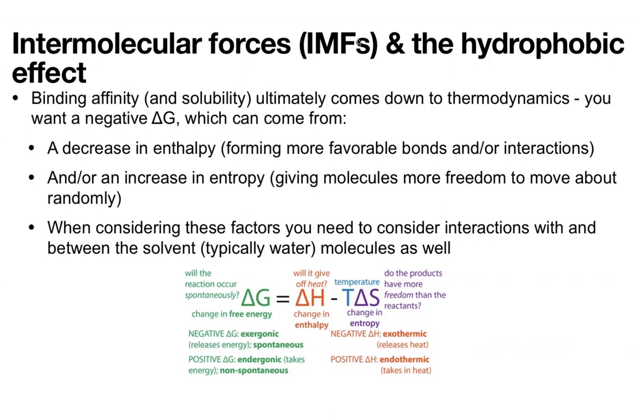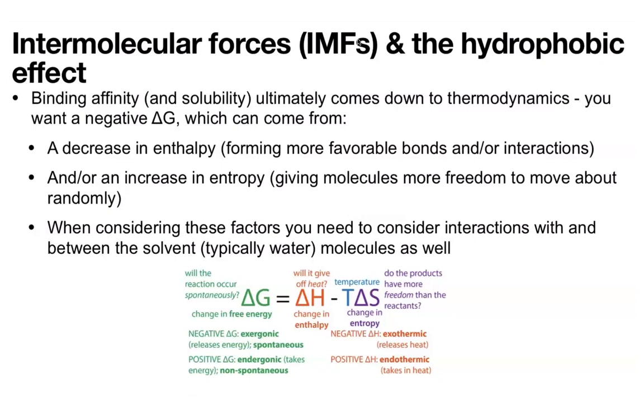When we're at the bottom of the roller coaster, we're a lot more relaxed than at the top. And similarly, when molecules have a negative delta G, that's telling us that they're more relaxed. They're happier in their new form. And so how do you get this? Well, this can come from having a decrease in enthalpy, so our delta H, forming more favorable bonds and or interactions, and or an increase in entropy, so giving molecules more freedom to move about randomly.